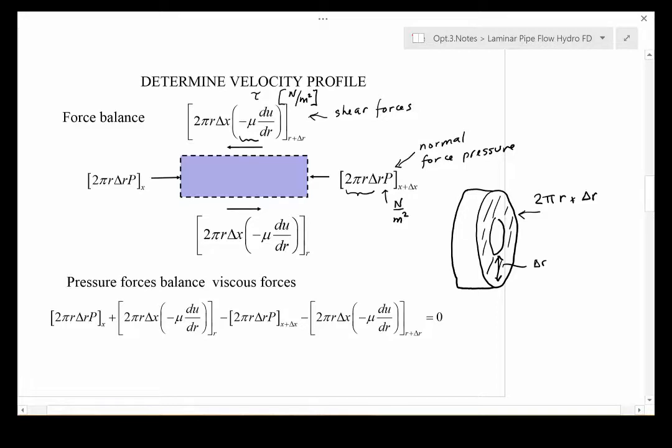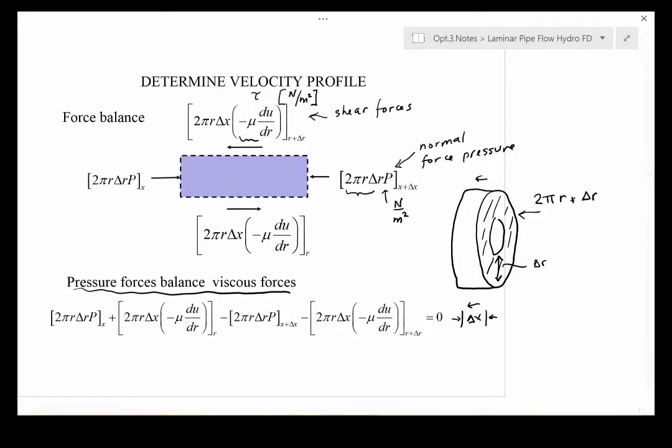On the sides where the shear is acting, the area is 2 pi r times delta x, because we noted that this dimension is delta x. So when we have this as the force balance on this system, we're saying that the pressure forces balance the viscous forces. The viscous forces are these shear forces. And we simply pose the problem as the forces in one direction are balancing the forces in the other direction.